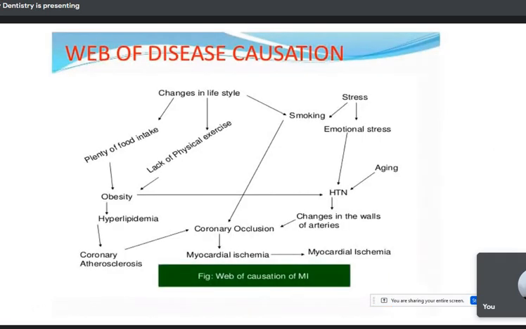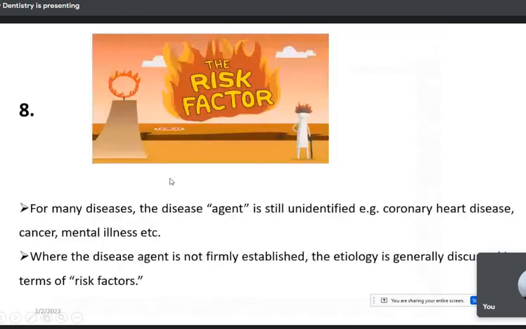Here you can see change in lifestyle, then plenty of food intake that can cause obesity, and that is called hyperlipidemia, and that can cause MI. Or maybe change in lifestyle, then there is smoking, and again that can cause coronary occlusion and MI. So this way you can see a lot of things are there. Food intake, physical exercise, smoking, aging, stress, but all of them are interrelated. So this is the web of causation.